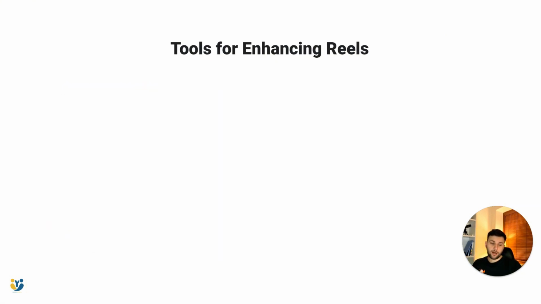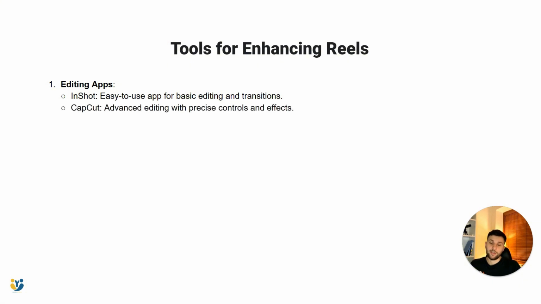Now, just for the end of this lesson, I'm going to give you some tools for enhancing reels. First of all, editing apps. Here are some apps that are absolutely amazing for editing. First one is InShot. It's an easy to use app for basic editing and transitions. Then CapCut. This lets you edit like a pro, and it's very easy to navigate, especially for beginners. I've never seen a tool so beginner friendly but so advanced at the same time. Then Canva, we already talked about this.